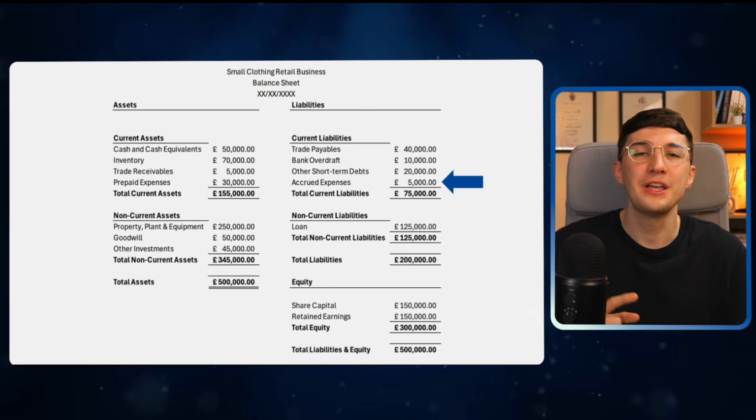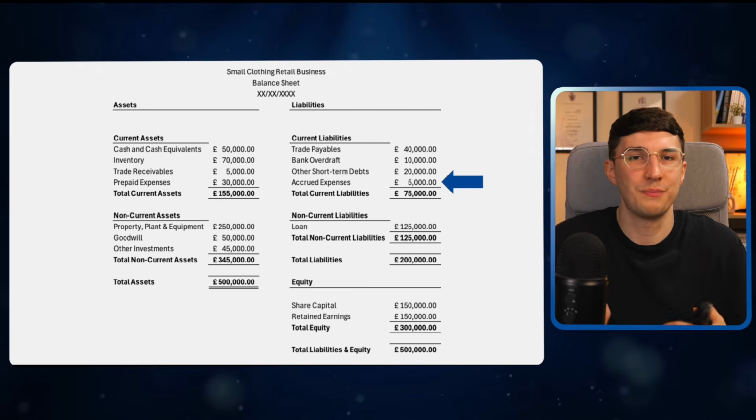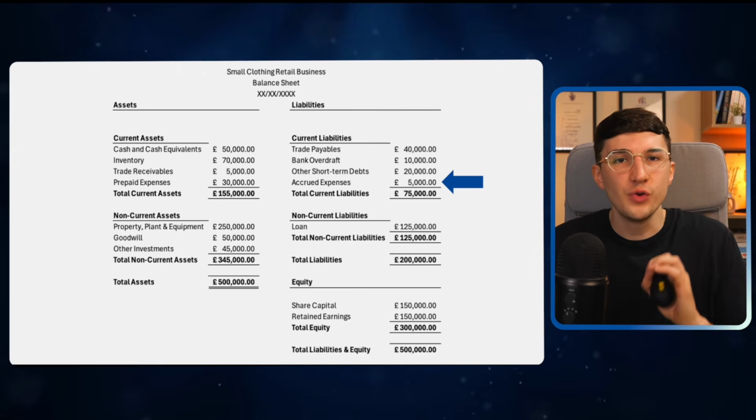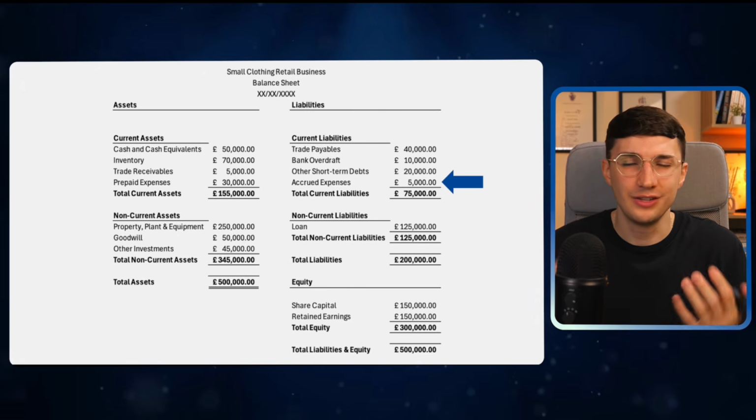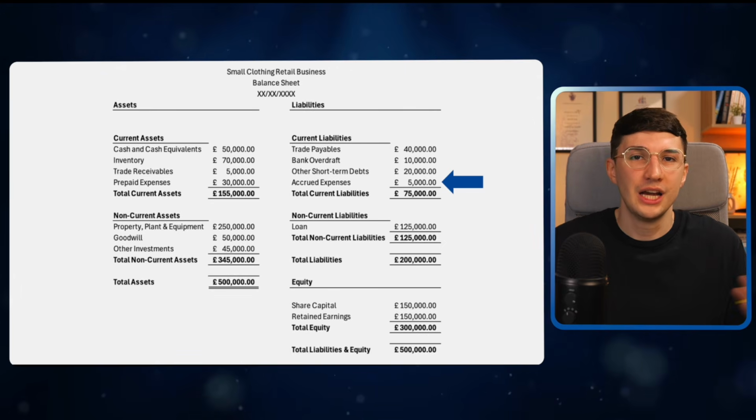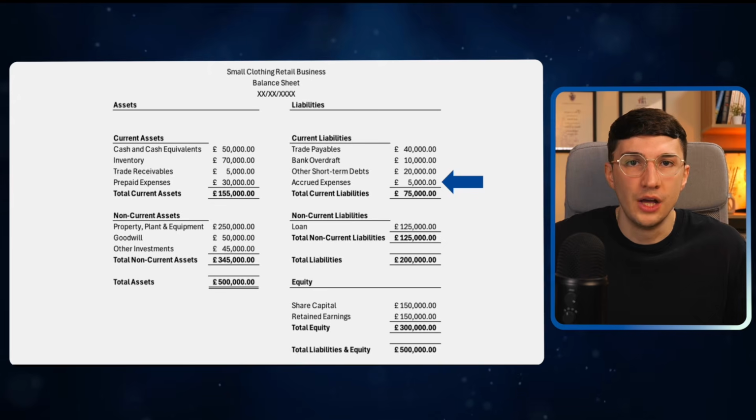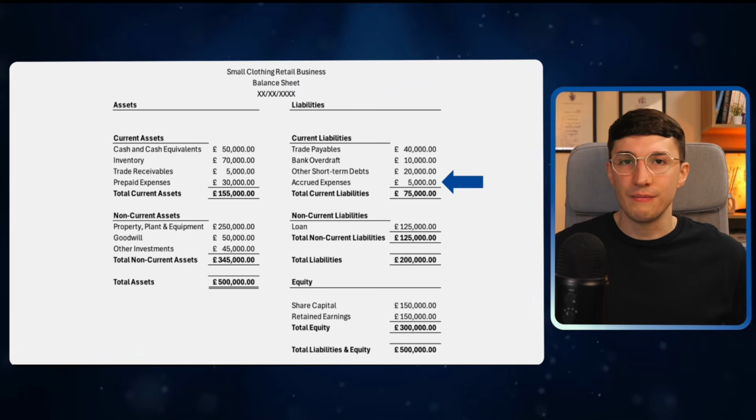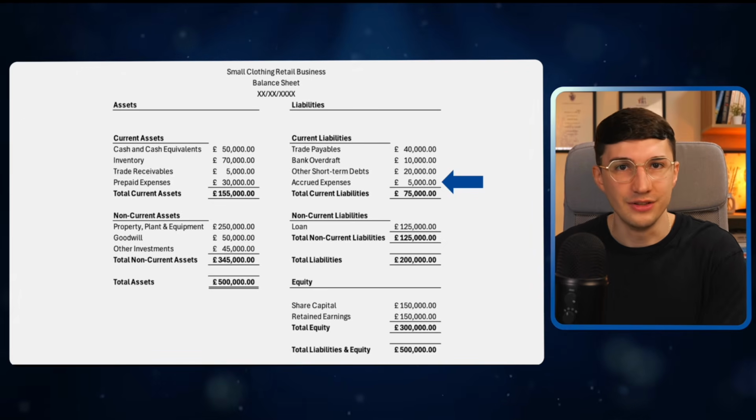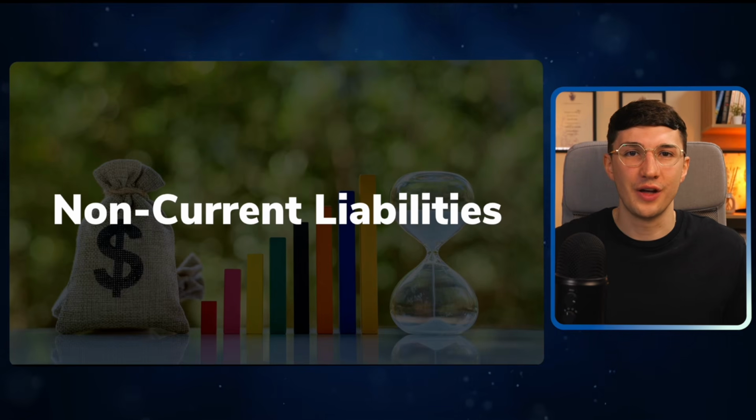Now think, if prepaid expenses is a cost that we've paid for in advance, then an accrued expense, being a current liability, something we owe within the next 12 months, is essentially where we've experienced the cost, but we've just not paid for it yet. So for example, I've experienced the rent this month, but I'm behind on payments. And then we have our non-current liabilities.